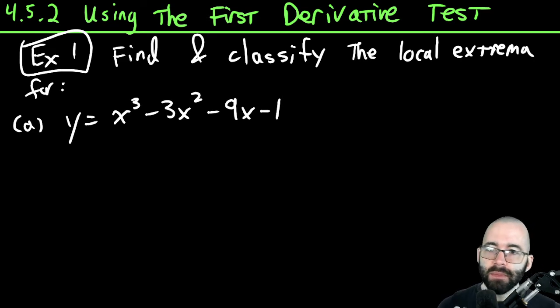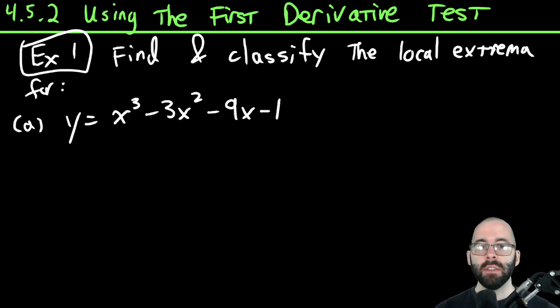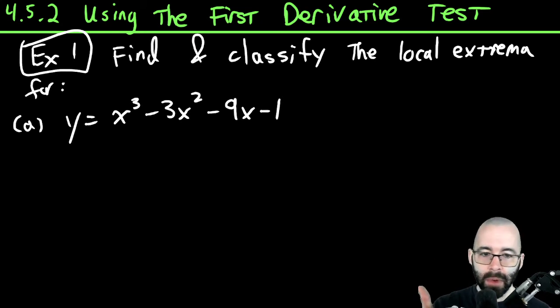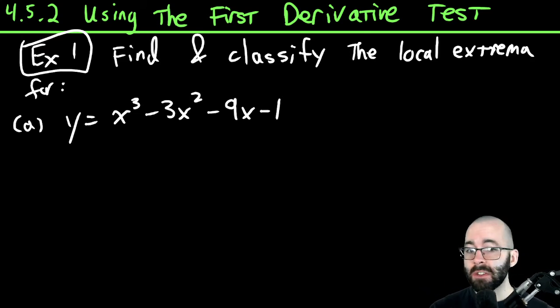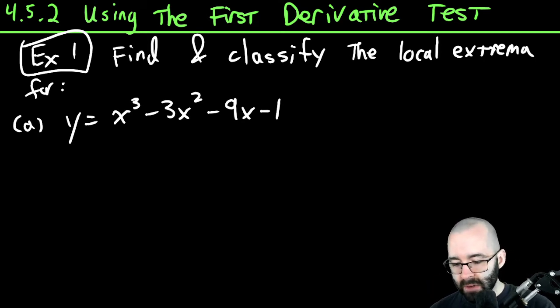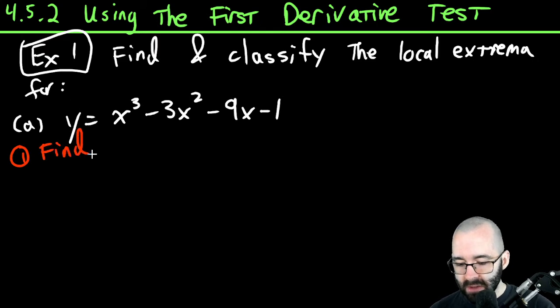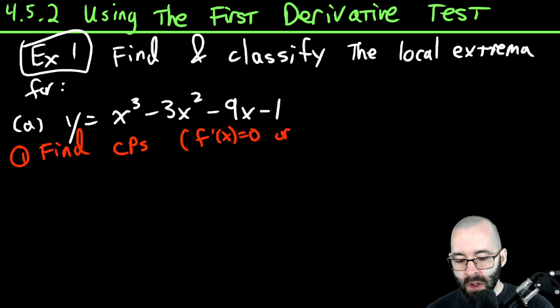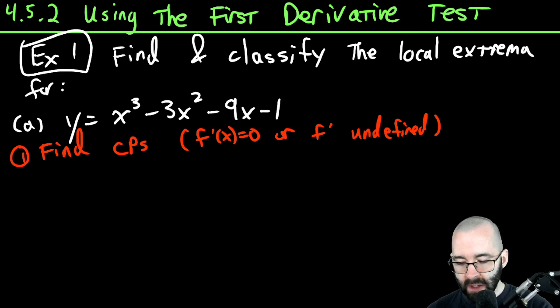So let's do it. Remember, to find local extrema, they have to occur at critical points. So we're going to find all the critical points. In the past, we graphed it to do it. But now, once we find the critical points, we're going to use the first derivative test to classify them by hand. So that's going to be our first step: find the critical points. And again, remember, critical points are when the derivative equals 0 or it's undefined. So we'll calculate the derivative.